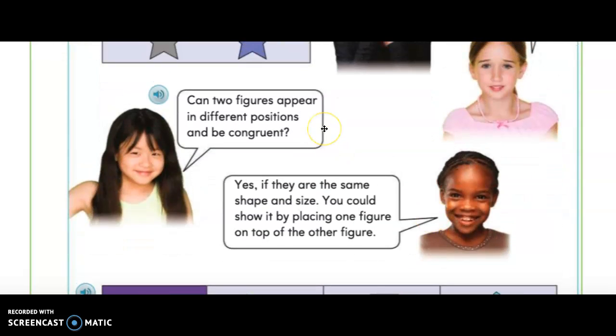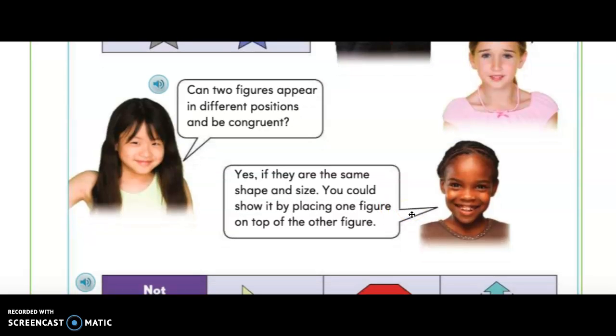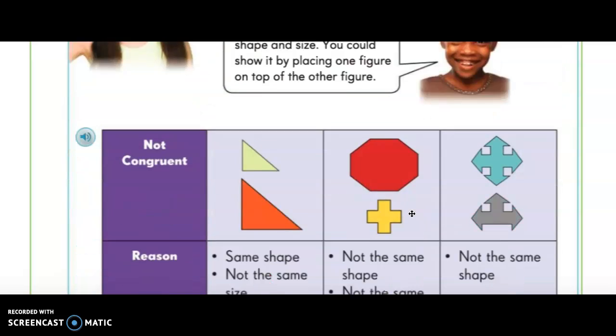So, can two figures appear in different positions to be congruent? The answer to that is yes, if they're the same shape and size. So, again, you can figure that out by placing one on top of the other.